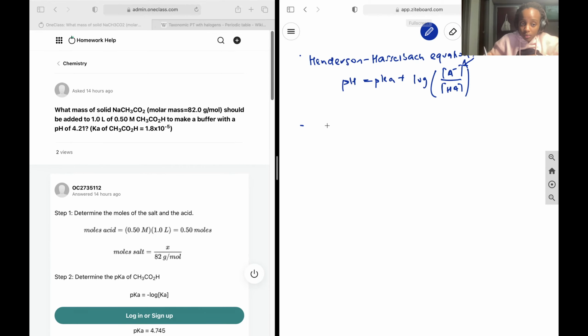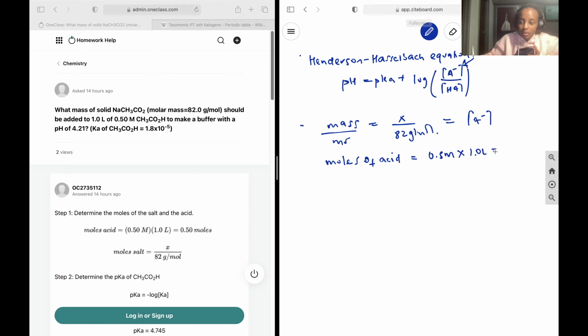the moles of the salt is going to be the mass, which we are trying to find, over the Mr. So that's going to be x over 82 grams per mole. The moles of the acid is simply going to be 0.5 molar multiplied by 1.0 liter, and that's just going to be 0.5 moles. So if we rewrite the equation, we have the pH, 4.21. Oh, lastly, we need to calculate pKa.